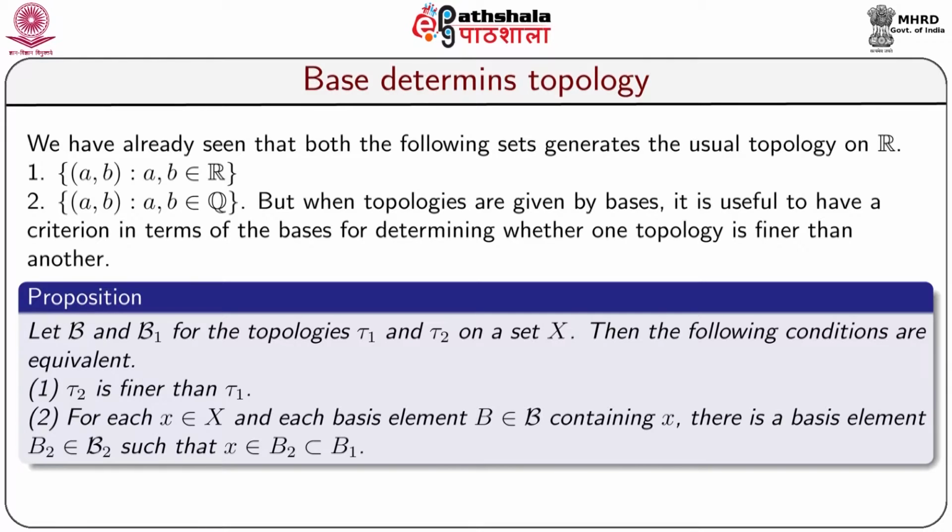Let script B and script B1 be two bases for topologies tau 1 and tau 2 on a set X. Then the following conditions are equivalent. Number 1, tau 2 is finer than tau 1. Number 2, for each x belonging to capital X and each basis element B belonging to script B containing x, there is a basis element B2 belonging to script B2 such that x belongs to B2, a subset of B1.